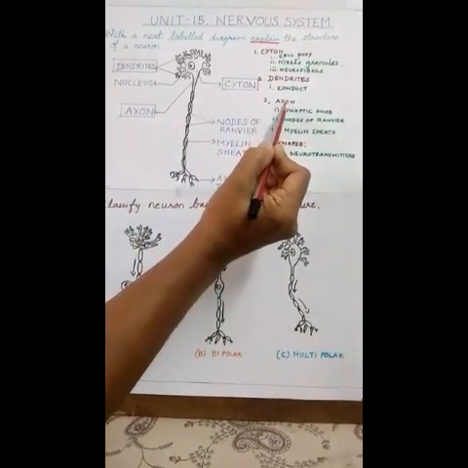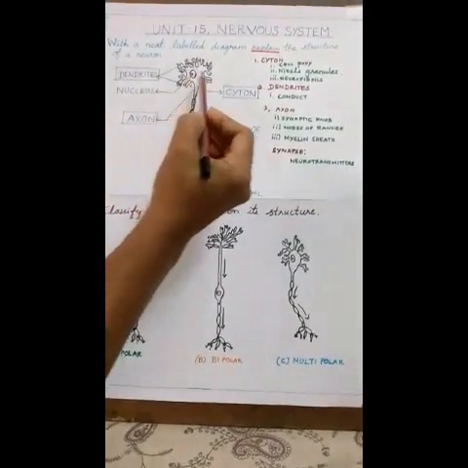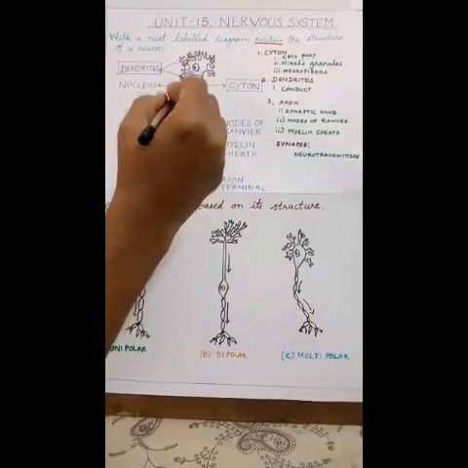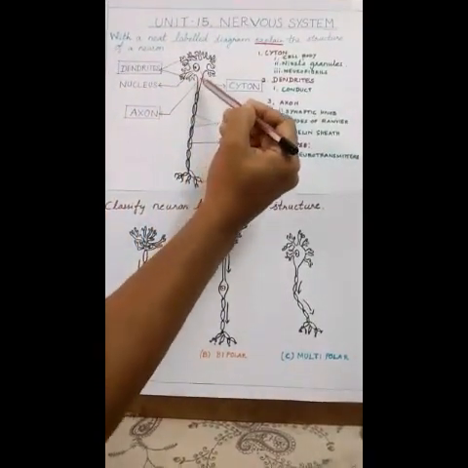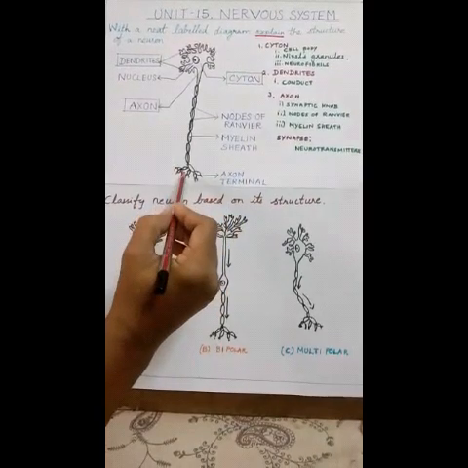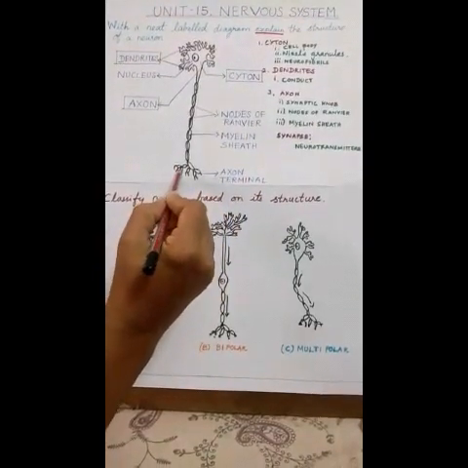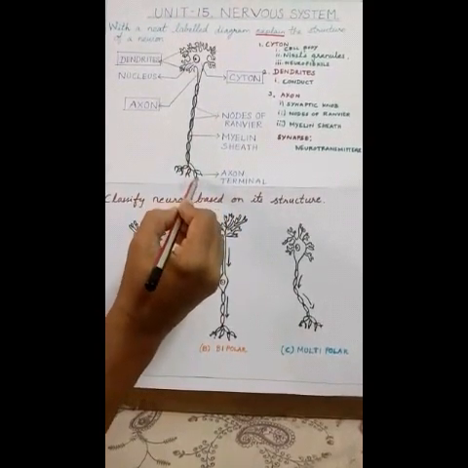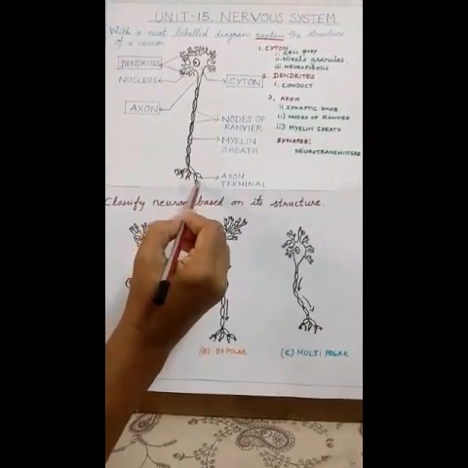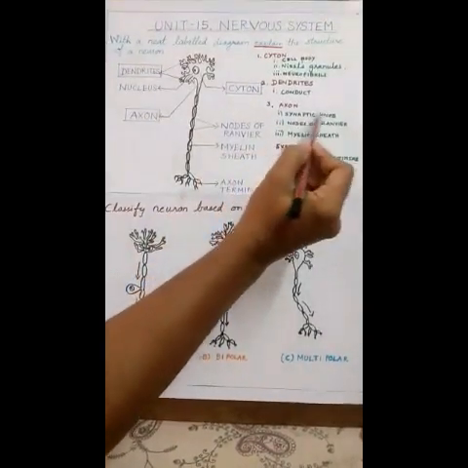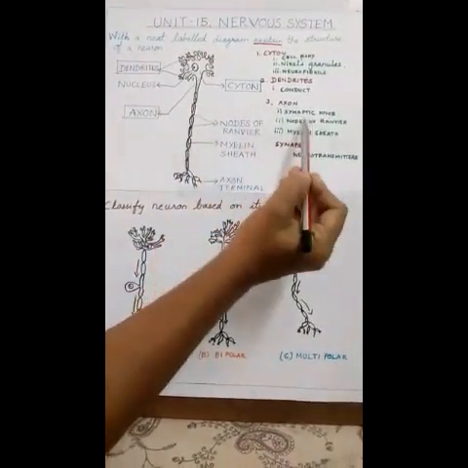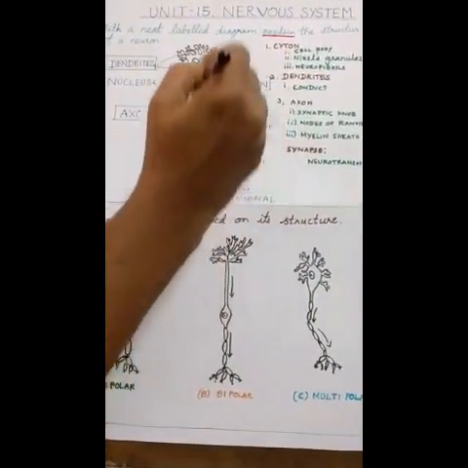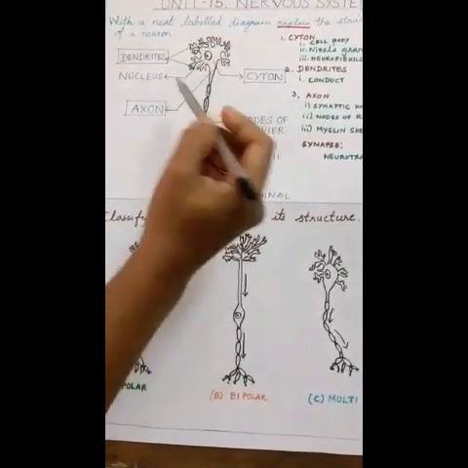Then the next heading is axon. What is an axon? It is a single elongated and slender projection. The end of this axon terminates in fine branches. Again it terminates into a knob-like swelling called synaptic knob. This axon conducts, transmits the nerve impulse.